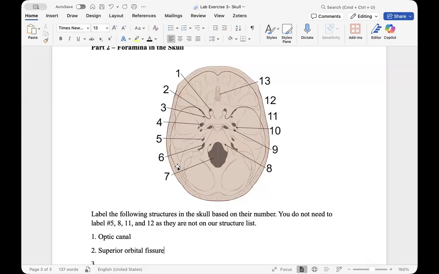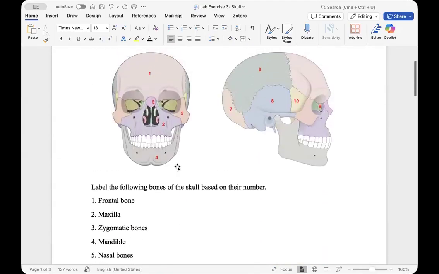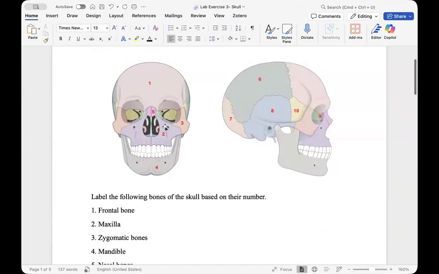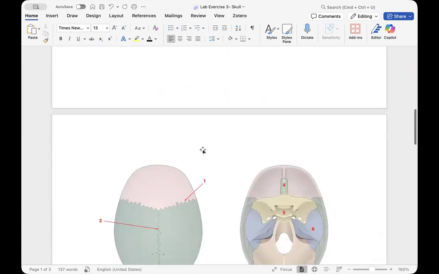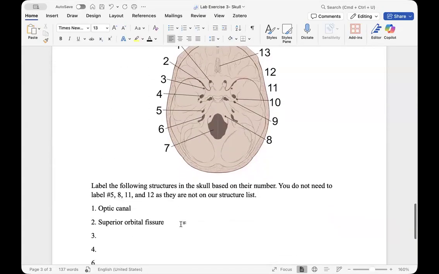I want you to know these from multiple views. This assignment is just supposed to get you started in your studying. But if I go back up here and look at the skull head on, I'm going to look in the orbits, the eye sockets. These 2 small holes here are part of the optic canal. And then this wider hole is the superior orbital fissure, and the lower one is the inferior orbital fissure. All of those are on your list, but you can see these are from multiple views.